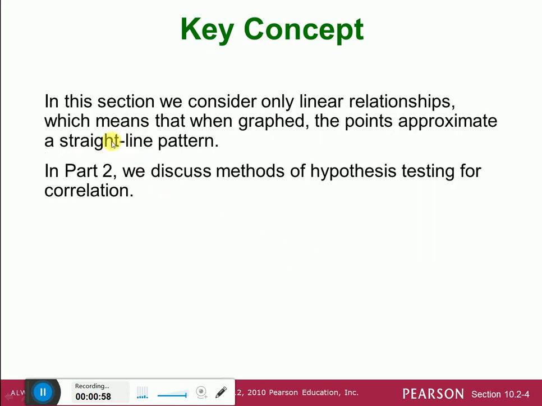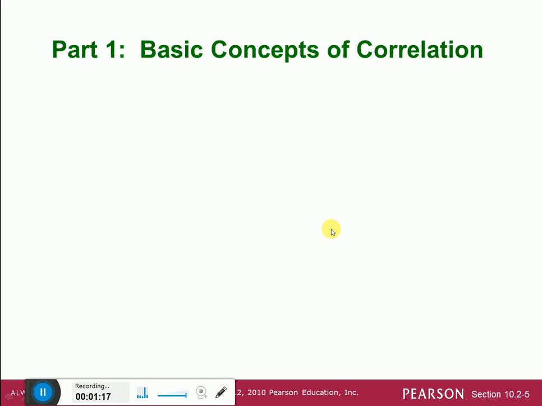In this section we consider only linear relationships, which means when you graph the points, they approximate a straight line pattern. And then in part 2 we will discuss the methods of hypothesis testing for the correlation. So part 1, the basic concept for correlation.